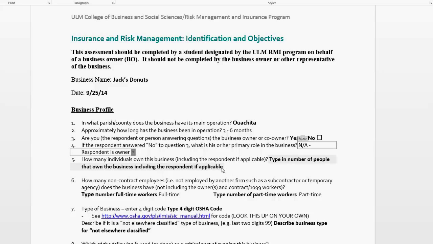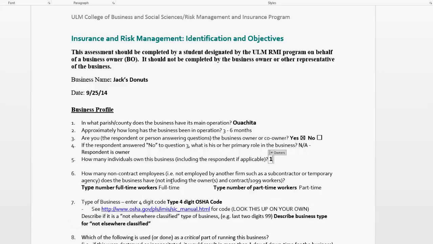All right, how many individuals own this business, including the respondent, if applicable? If the respondent is the owner is what that's actually saying. And actually, in this case, I just need you to type this in. If there's just one owner, you would just type in 1. If the person filling out the survey is the owner, you would just type in 1. And same thing here, but let me explain this employees.